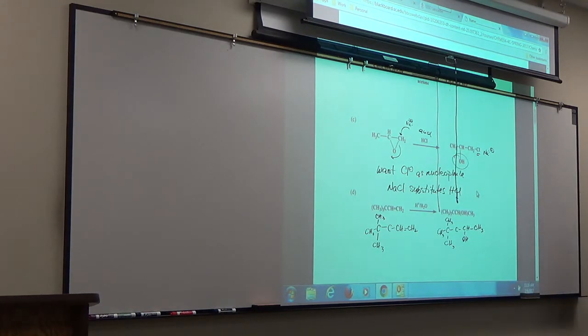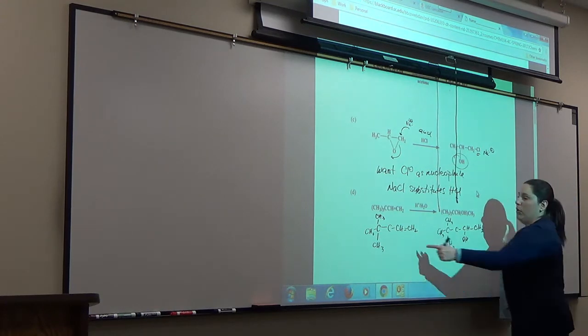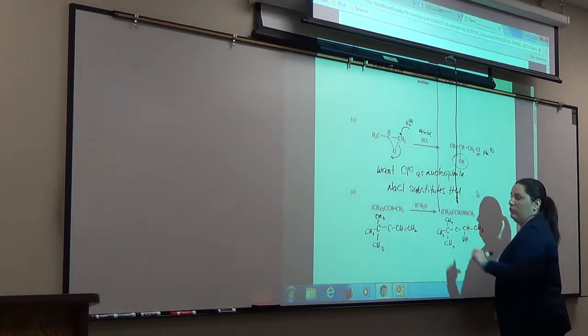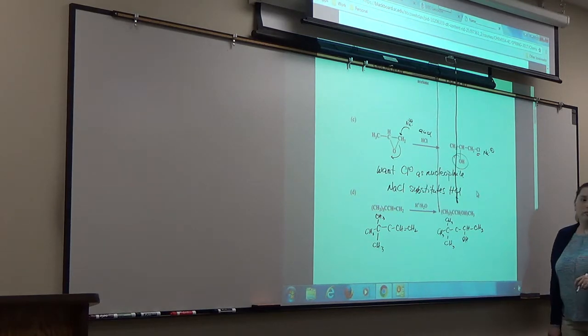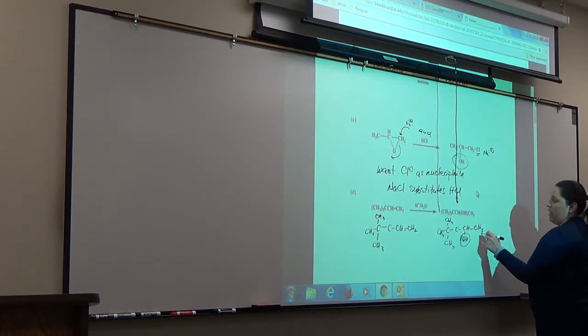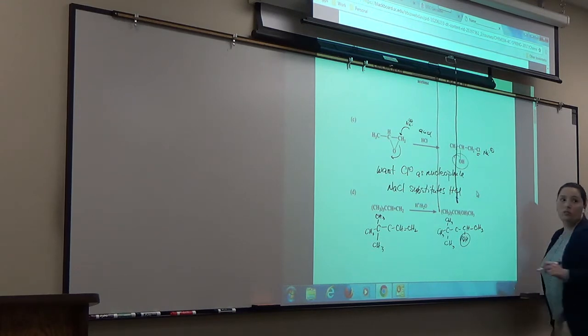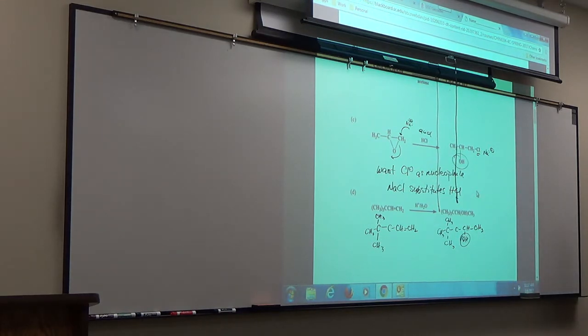So what is happening here? You're taking a double bond, doing an addition reaction, and adding an OH plus an H over here. So this is really a hydration reaction, acid catalyzed hydration of an alkene. So what's wrong?